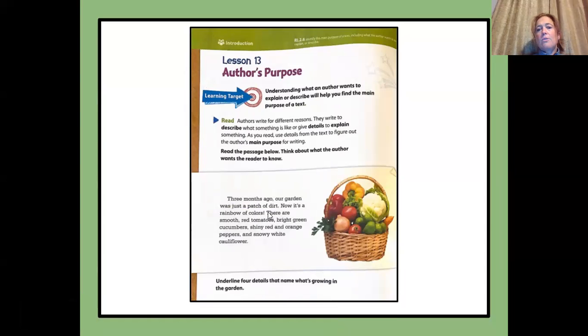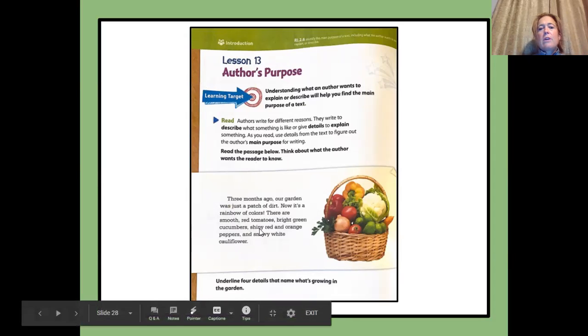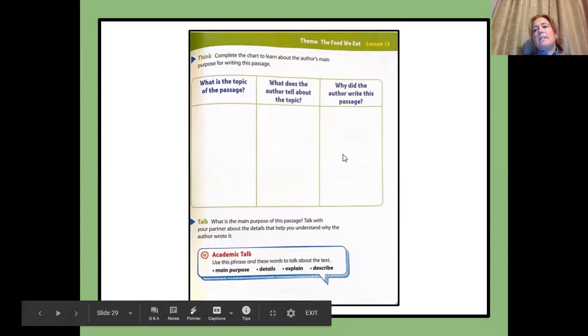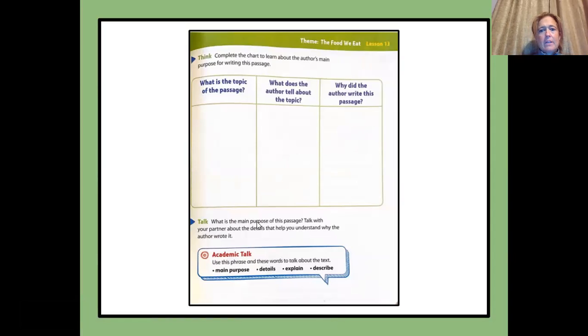I would say that they describe, because they use the words like smooth red tomatoes, which gives you a good picture in your mind of what the tomato looks like. Bright green cucumbers gives you a great idea of just how nice the cucumbers look, so you can get that in your brain. Also describes the peppers and the cauliflower. So I would say that the author describes what something looks like.